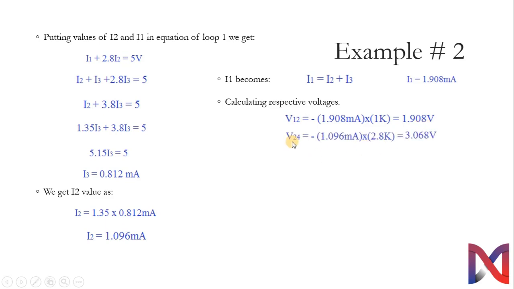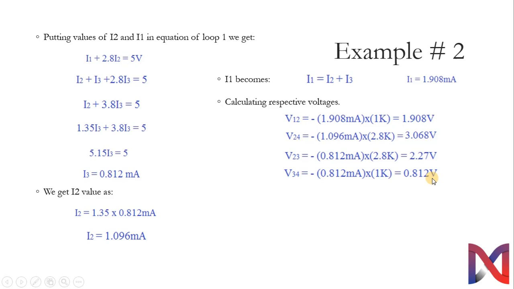The voltage drop across second resistor will be equal to minus 1.096 milliampere multiplied by 2.8 kilo ohm equal to 3.068 volt. The voltage drop across R3 will be minus 0.812 milliampere multiplied by 2.8 kilo ohms. It will be 2.27 volts. Similarly, the voltage drop across last resistor will be 0.812 milliampere multiplied by 1 kilo ohm. So it will be equal to 0.812 volts.